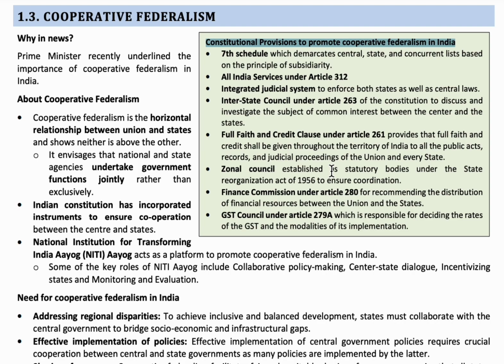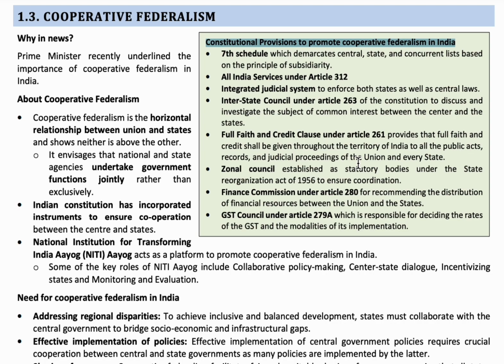And also Article 261 deals with public acts, records, and judicial proceedings of the Union as well as the states. And Article 280 deals with the Finance Commission that recommends the distribution of financial resources between the Union and states. And Article 279A deals with the GST Council, which is responsible for deciding the rates of GST across India. So, all these are the constitutional provisions that promote cooperative federalism in India.